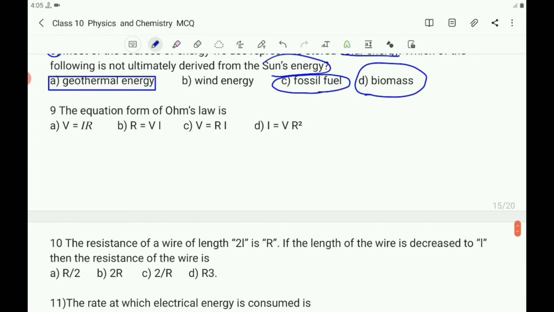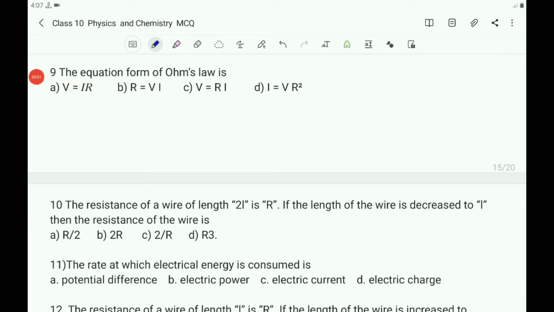So the answer is A, geothermal energy. All these are derived from the sun: wind energy, fossil fuels and biomass. Then the 9th question. What is that question? The equation form of Ohm's law is.